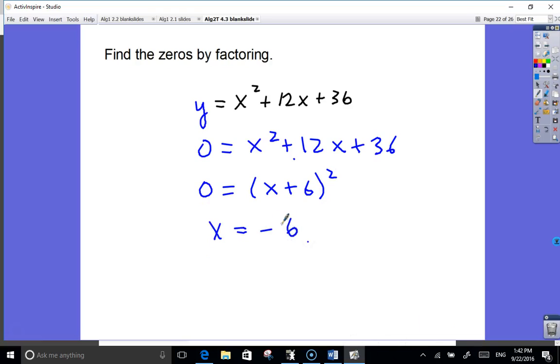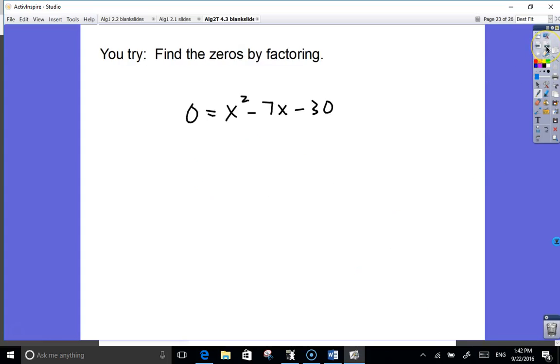Negative 6. So again, somebody brought this up already, right? That means that this thing only touches the x-axis in one spot, so it must just have its vertex right on the x-axis at negative 6. Otherwise, it's going to have two zeros, right? It goes down and then up again. But if it only has one factor, then it's only got 1 zero. It means it touches in one place and goes back to the same side. So you try that one.